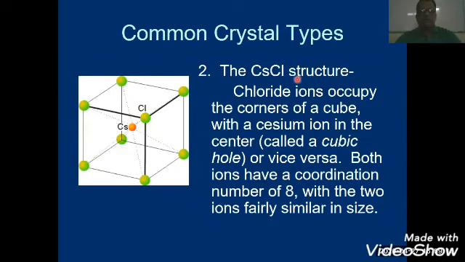Then we have this cesium chloride structure. In cesium chloride, the chloride ions form a BCC type of unit cell, where chloride ions occupy the corners of a cubic unit cell, and the cesium ion is at the center of the cubic unit cell. So the coordination number of cesium will be 8: 1, 2, 3, 4, 5, 6, 7, 8. So the cesium ion will have 8 chloride ions, and each chloride ion also has cesium ions around it.